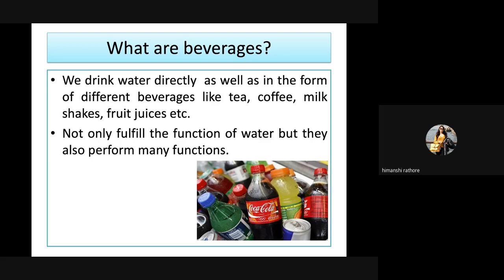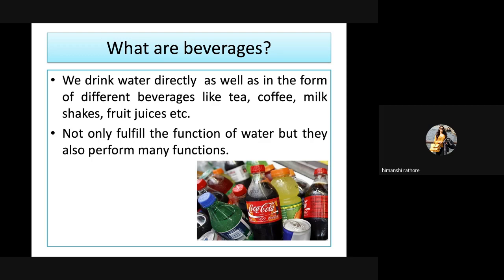Like we prepare in our kitchens, like tea, coffee, milkshakes, fruit juices. Tea and coffee are called hot beverages, because they are always served hot. Coffee can be served cold also, but tea is always served hot, so they are hot beverages. Then milkshakes, you can prepare milkshakes out of milk blended with any kind of fruit. Then fruit juices, which you can make at home also.